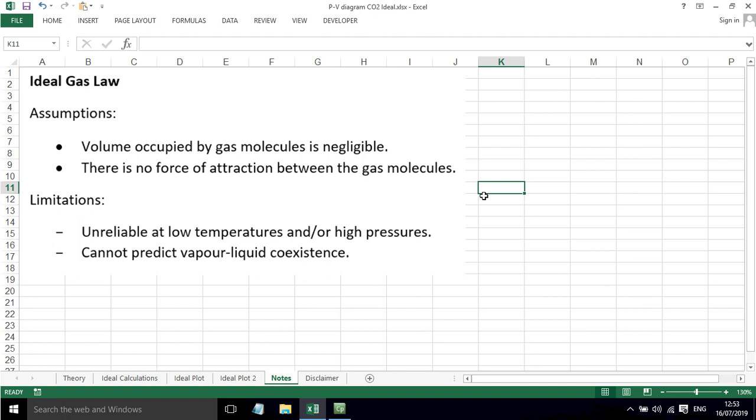There are other equations of state that are more advanced that start to overcome some of these assumptions, and we'll look at these in later videos. But to start with, that is how we can use the ideal gas law to start to look at pressure volume diagrams.